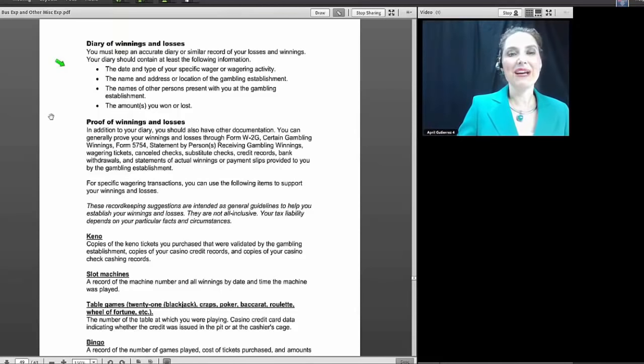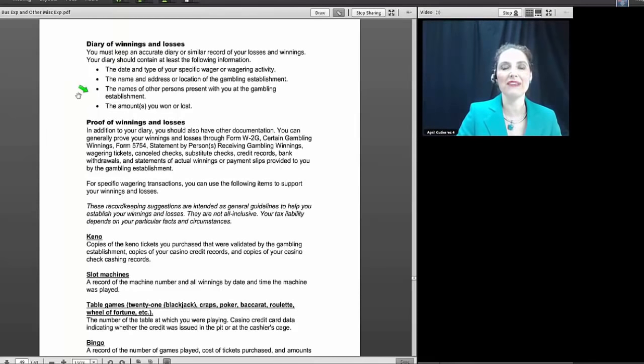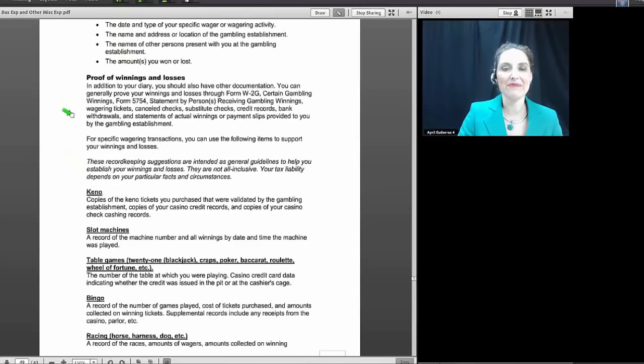So you must keep an accurate diary or a similar record of your losses and wins, and your diary should contain at least the following information: the date and type of your specific wager or wagering activity, the name and address or location of the gambling establishment, the names of other persons present with you at the gambling establishment, and the amount that you won or lost. And then proof of wins and losses. Typically, when you have a win, you're going to be issued a W-2G, but certain amounts don't have to be reported on W-2G if they're below a certain level.